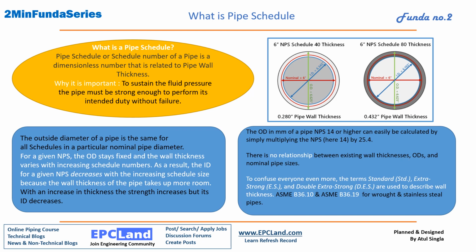To confuse everyone even more, we have other schedules also, like schedule 40, schedule 80. Along with this we have standard, extra strong, double extra strong. So many schedules are available. To make it simple, we always refer to these two dimensional ASME standards, B36.10 and B36.19, for wrought and stainless pipe. So always refer to these to get the dimensions, or if you can remember all the ODs and IDs, then that is also good.